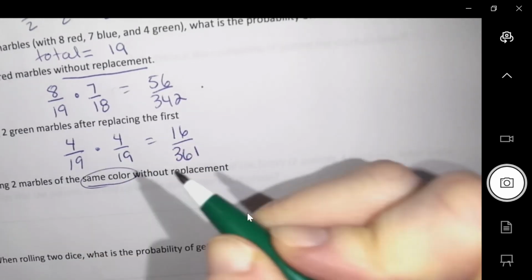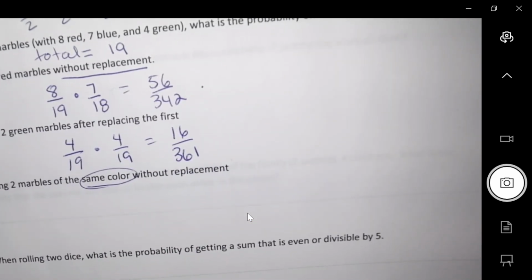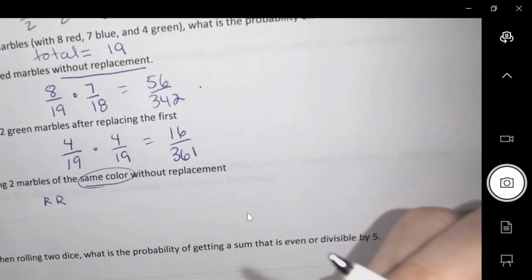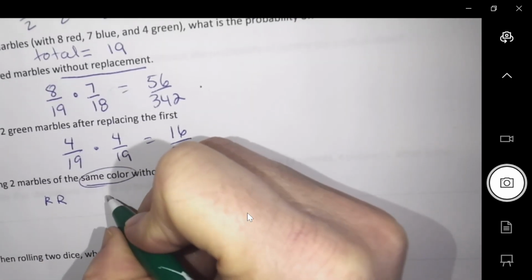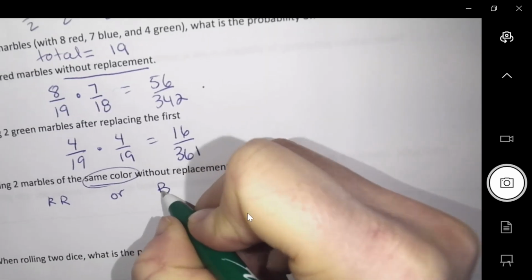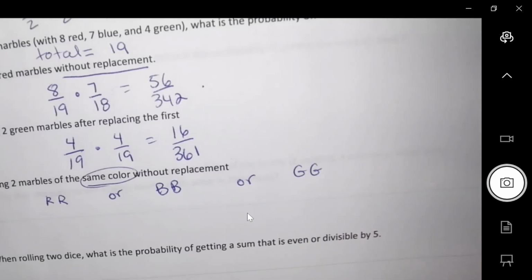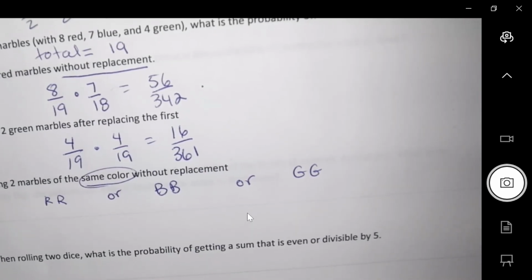Okay, this one says I want to get 2 of the same color. So tell me about a situation that could occur. I need the same color, so what could I possibly do? I could have done 2 reds. What else? Or 2 blues. Or 2 greens. So we know that we're going to be adding all the situations that could have occurred.